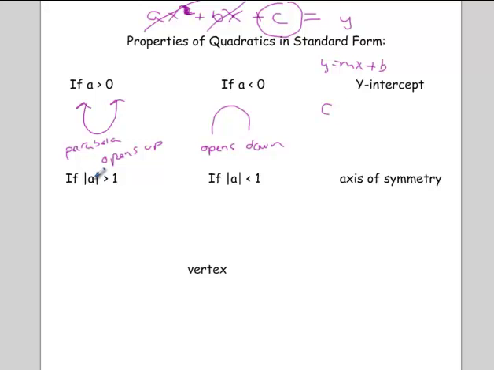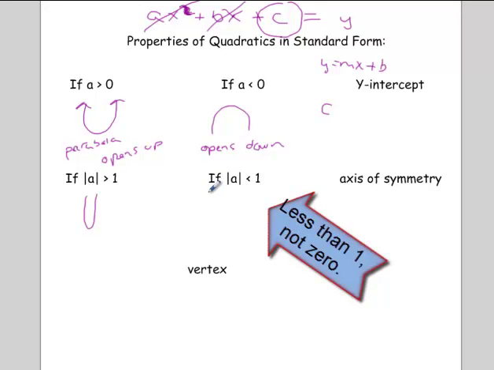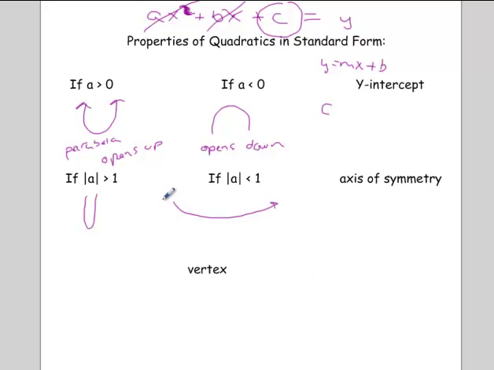If the absolute value of a is greater than 1, then that's going to make it steep, and if the absolute value of a is less than 1, that would be numbers like 1/2 or 1/8 or 1/10. The closer that gets to 0, the more wide it becomes.